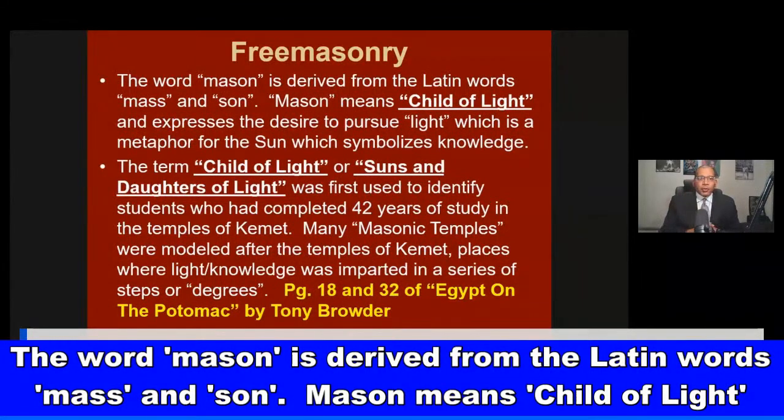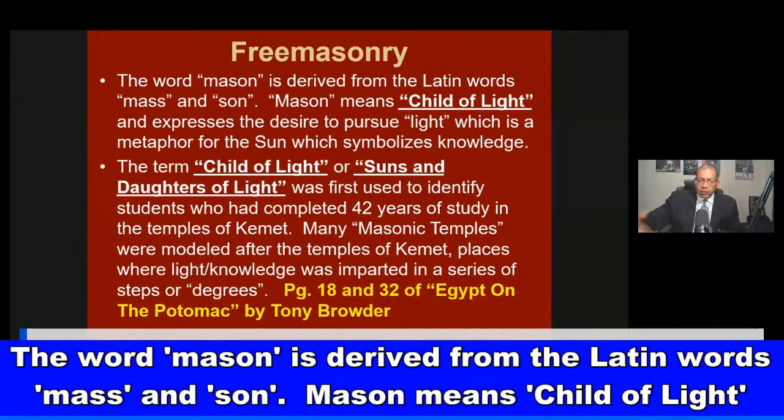Okay, so the term child of light or sons and daughters of light was first used to identify students who had completed 42 years of study in the temples of ancient Kemet. Many Masonic temples were modeled after the temples of Kemet, places where light or knowledge was imparted in a series of steps or degrees. So the concept of going to a liberal arts college comes out of ancient Africa as well. And George G.M. James talks about this in the book Stolen Legacy.